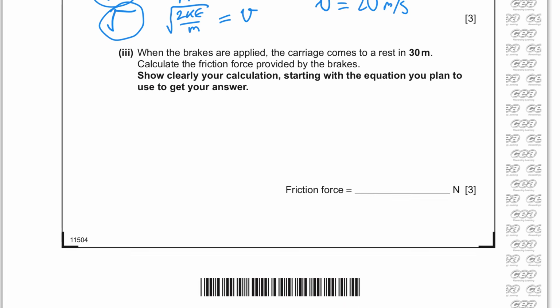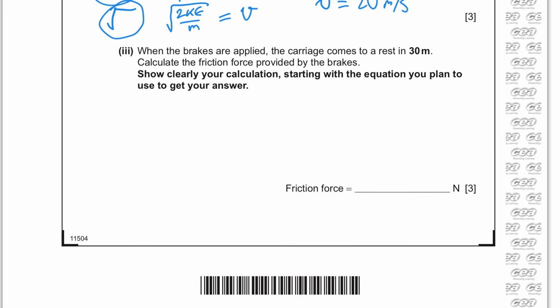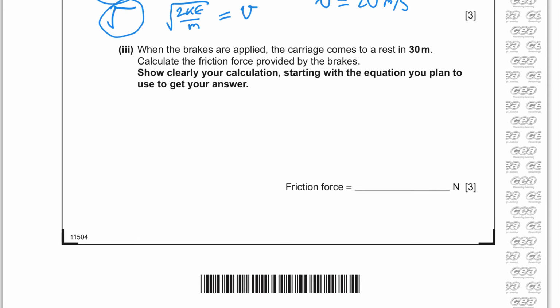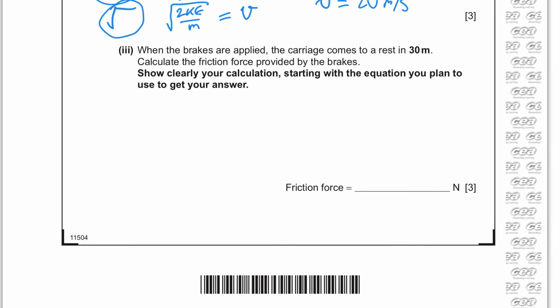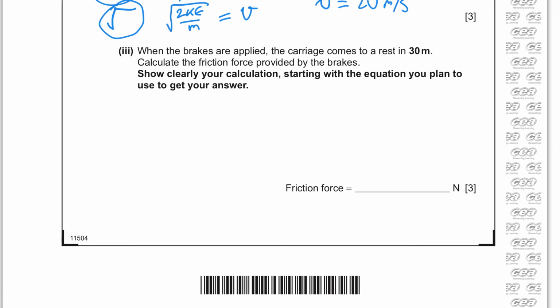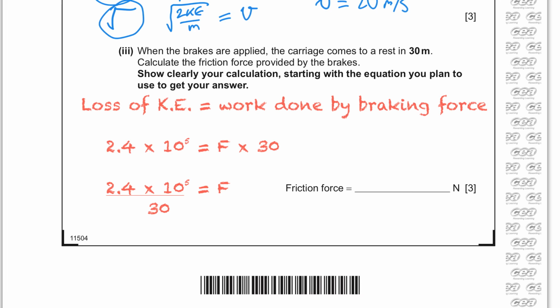Part 3 then, when the brakes are applied, the carriage comes to rest in 30 meters. Calculate the friction force provided by the brakes. So we've got a kinetic energy, we've got a force, we've got a distance. So this is like the work done by the brakes using up all the kinetic energy. So the loss of kinetic energy is equal to the work done by the brakes. In other words, that 2.4 times 10 to the 5 is how much it loses. That's equal to a force times a distance, where the distance is how long the car travels before it stops. And then we just divide both sides by 30 to get an expression for F. And that gives us F equal to 8,000 newtons.